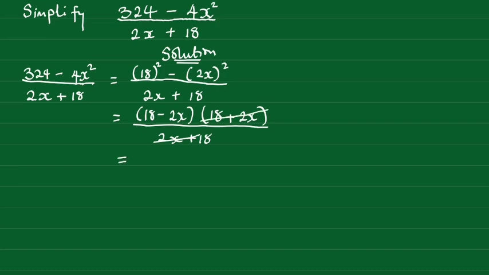We are left with 18 minus 2x. However, it's still possible for us to factor out minus 2 from this. So we factor out minus 2, and we end up having minus 2 bracket open, x minus 9 bracket close as our final answer to this question.